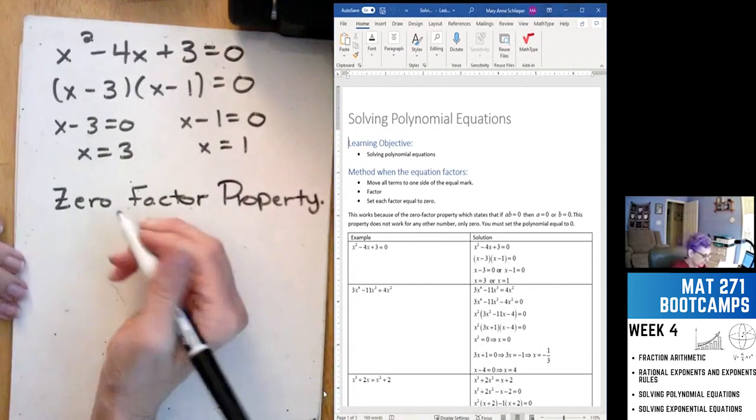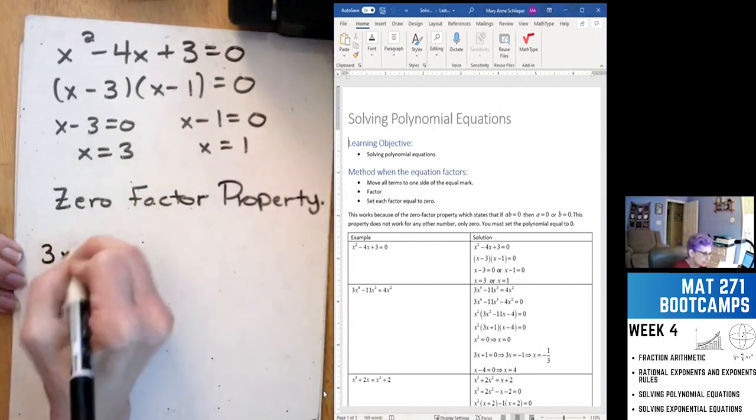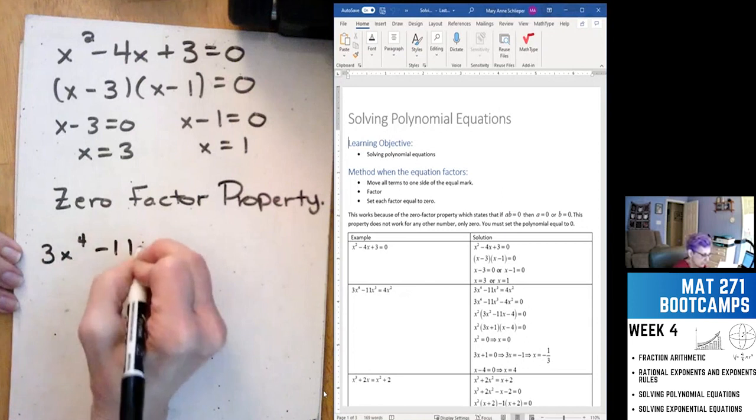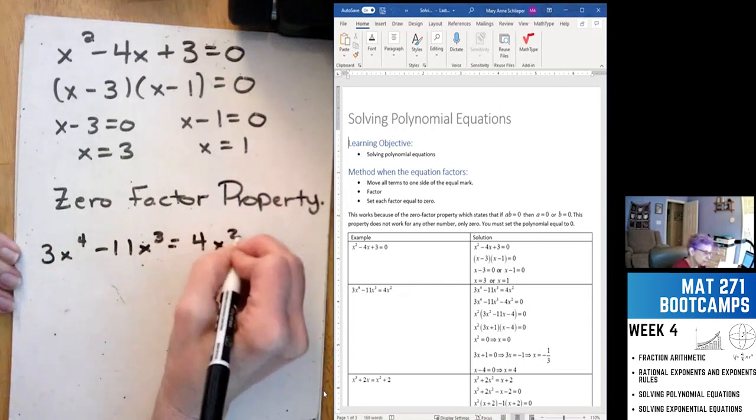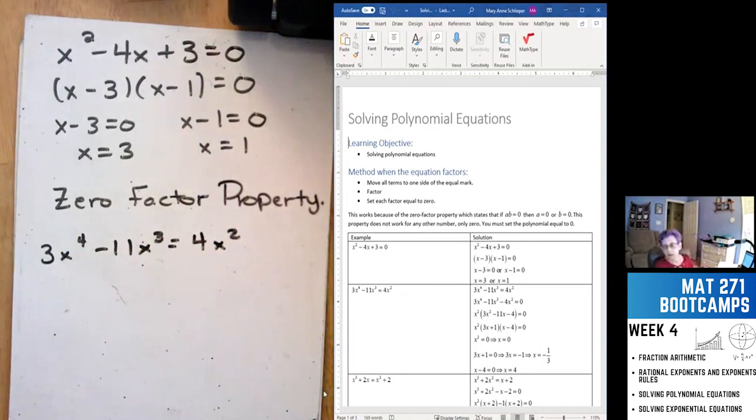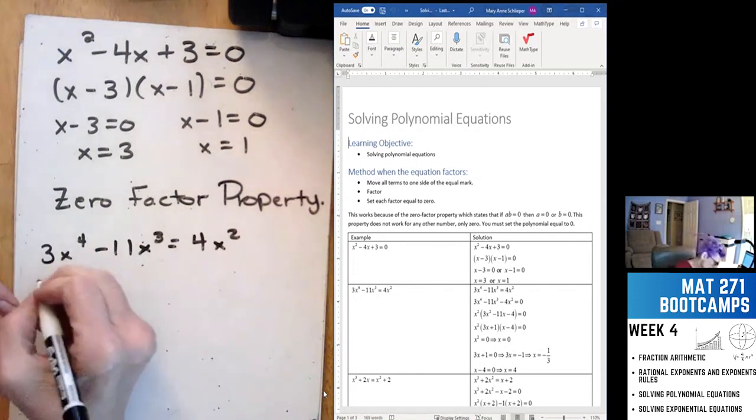Let's do another one. 3x to the 4th, 11x cubed equals 4x squared. So I'm going to take my own advice. Get everybody on one side, set it equal to 0, and then hopefully I can factor things out and have a bunch of things multiplied together that equal 0.